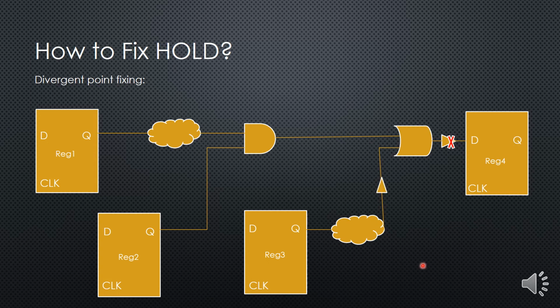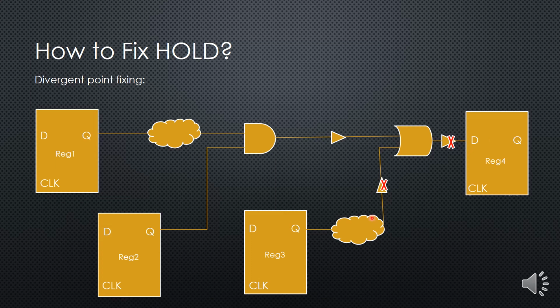If at all we are adding the hold buffer over here, that's again going to violate my reg 3 to reg 4 timing path. So we cannot add a buffer over here as well. If at all we are adding the buffer over here, that means it is going to violate my reg 1 to reg 4 setup.